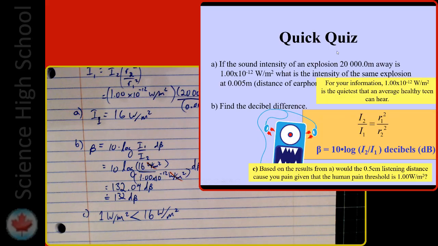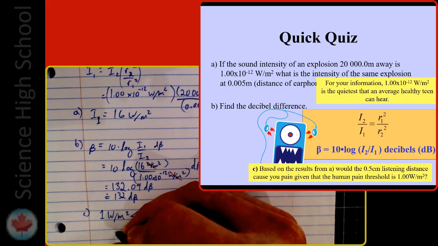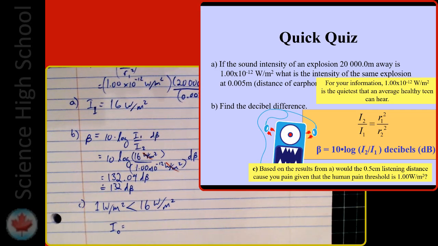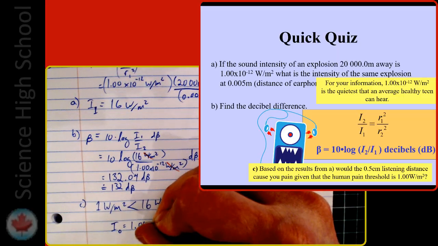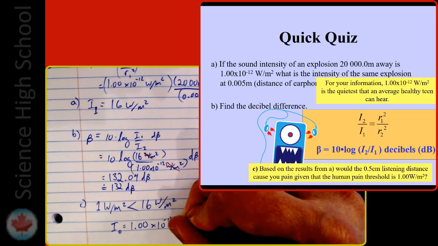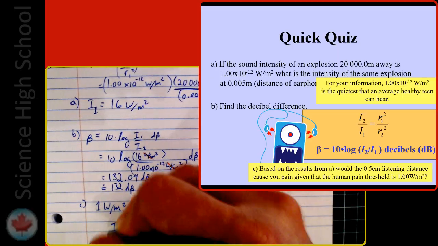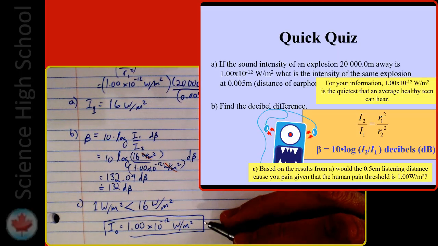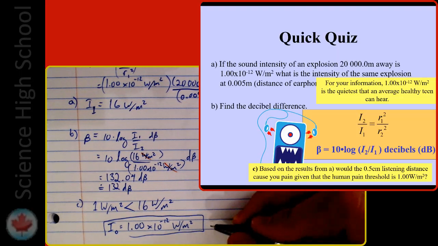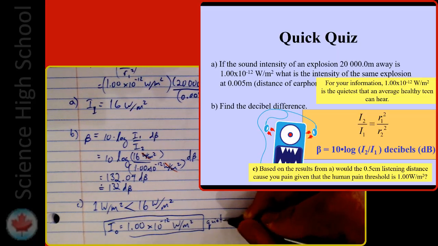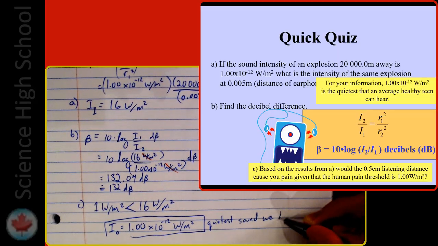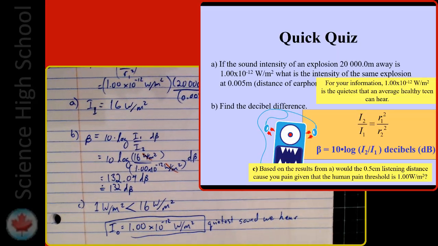And then as a point of reference, I'm going to ask you to write this down. Put this in a special place, okay? Some people call this I0, I naught, the British might say, is equal to 1.00 times 10 to the power of negative 12 watts per meter squared. And this is a special value. This is the quietest sound that the average healthy person can hear. So I'm just going to call it the quietest sound we hear.